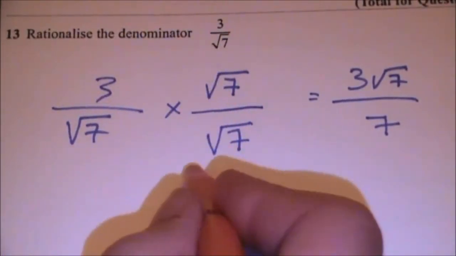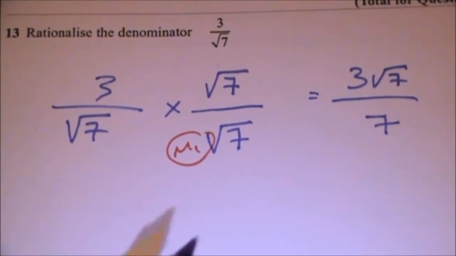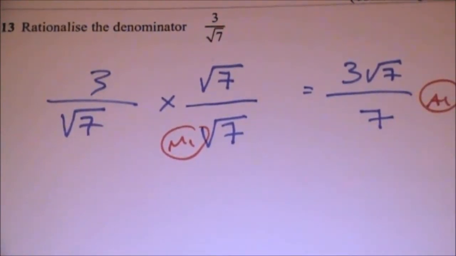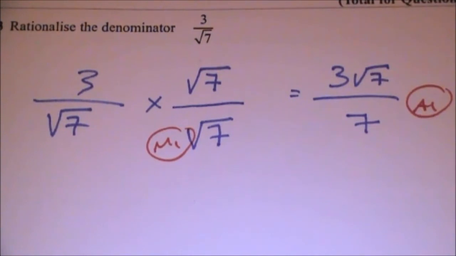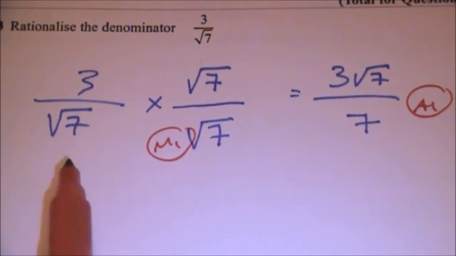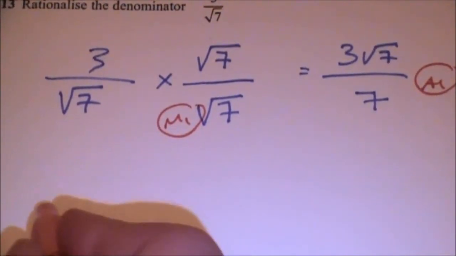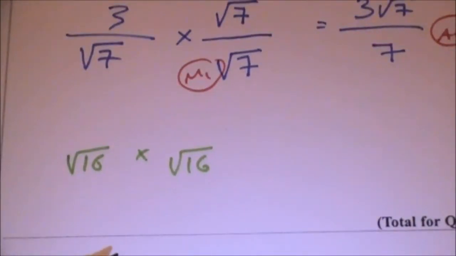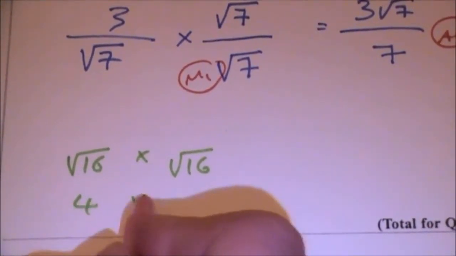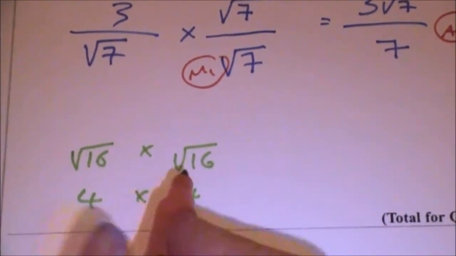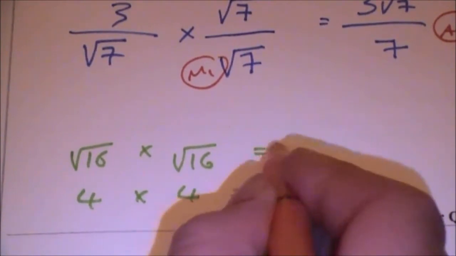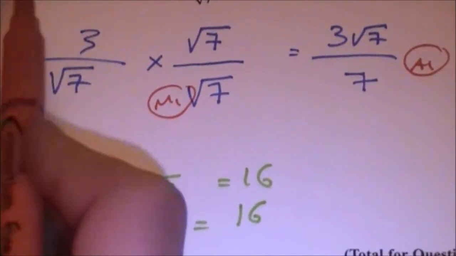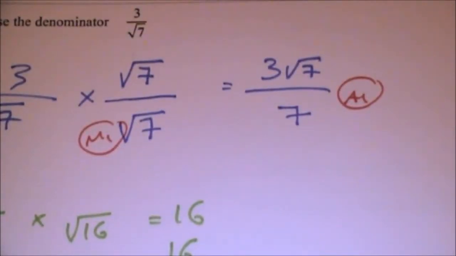You get 1 mark here for showing that you know to multiply by the root as a fraction, and then you get your answer mark for having the right answer. Now if you can't follow the idea that root 7 times root 7 gives you just 7, let's pretend that it was root 16 times by root 16. Now I've picked 16 because it's a square number. So the root of 16 is 4. So if I do 4 times 4, I end up with 16. And that's why that rule works. Okay, root of 16 times root of 16 equals 16. Root of 7 times root of 7 ends up giving us 7.